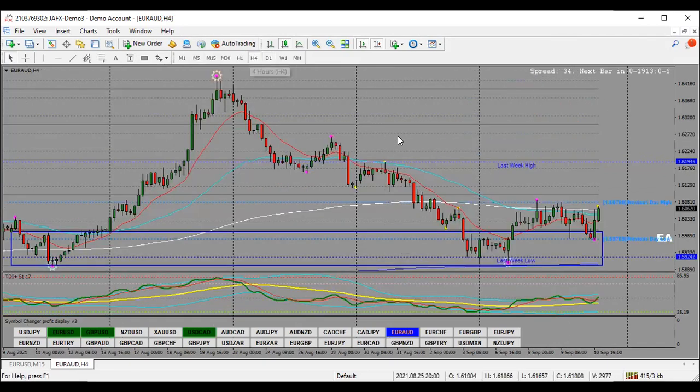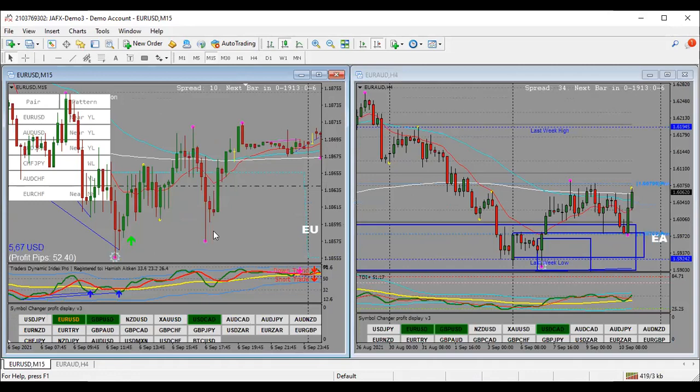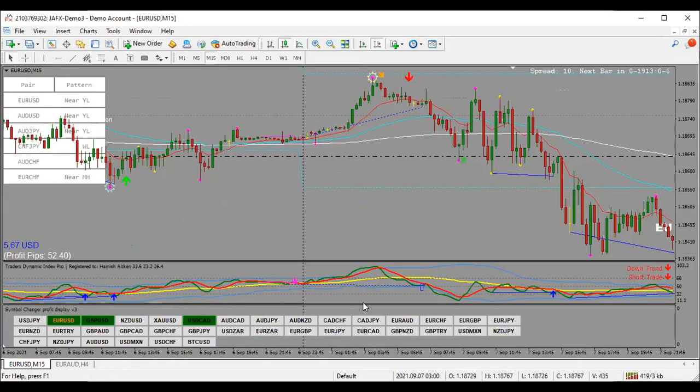Euro AD daily time frame. H4. Yeah, H4. I think I should use this. Source. But let's go to M15. Go to M15, Euro AD. Sorry, my screen is not wide enough for that.